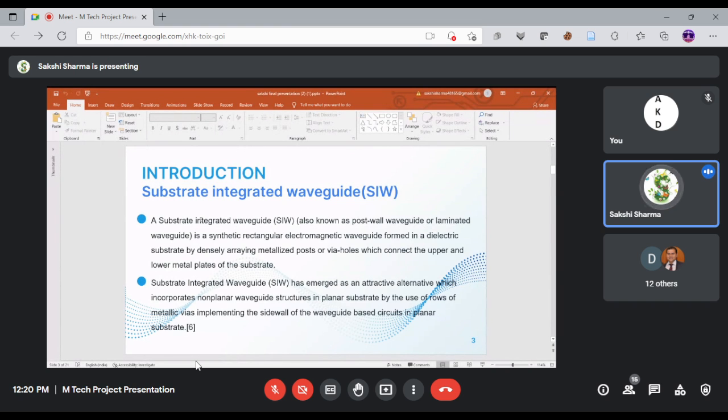In the introduction part, I will talk about substrate integrated waveguide. A substrate integrated waveguide, also known as post-wall waveguide, is a synthetic rectangular electromagnetic waveguide formed in a dielectric substrate by densely arraying metallized posts or holes which connect the upper and lower metal plates of the substrate. The substrate integrated waveguide has emerged as an attractive alternative which incorporates non-planar waveguide structures in a planar substrate by the use of rows of metallic wires implementing the sidewall of the waveguide-based circuit in the planar substrate.